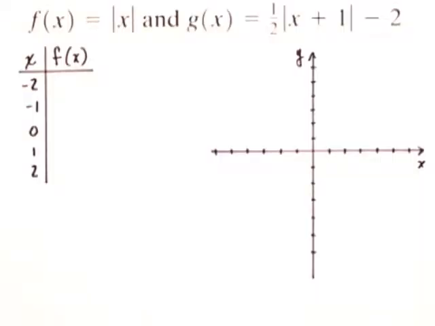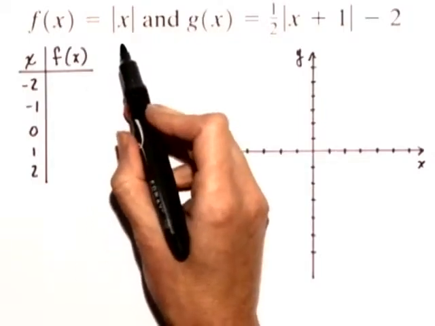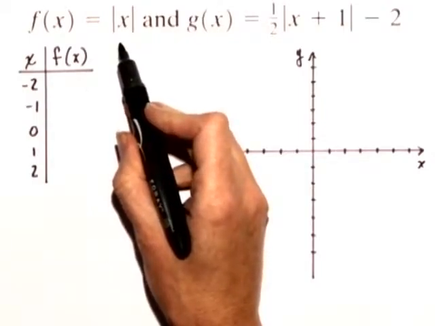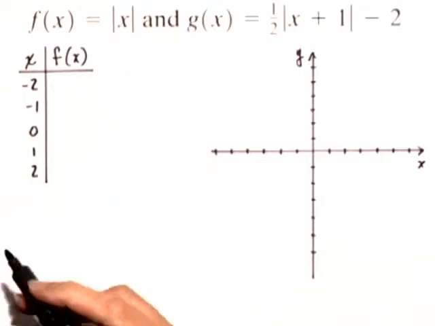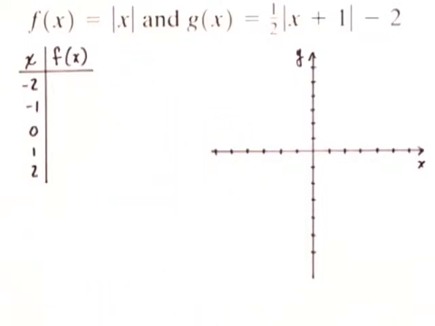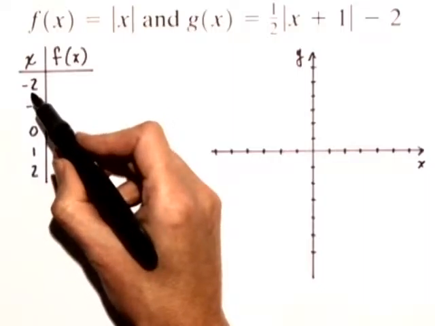In this example, we have two graphs that we will graph on the same rectangular coordinate system, and then we'll state the domain and the range. So, first of all, we have f of x is equal to the absolute value of x. And remember, when you have an absolute value function, it's in the shape of a V. So, let's substitute values in for x.